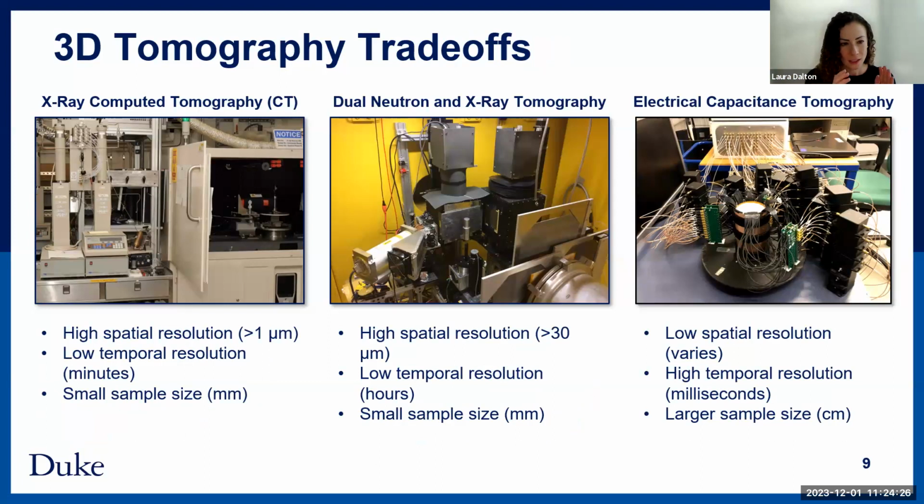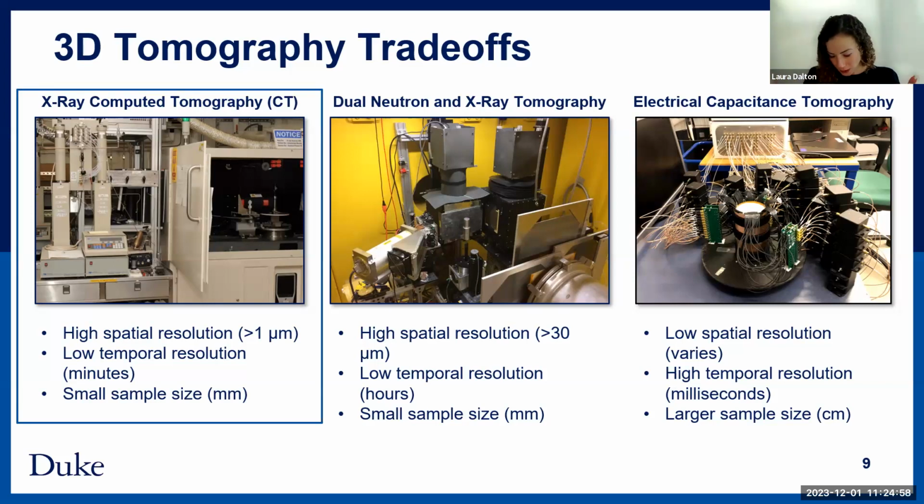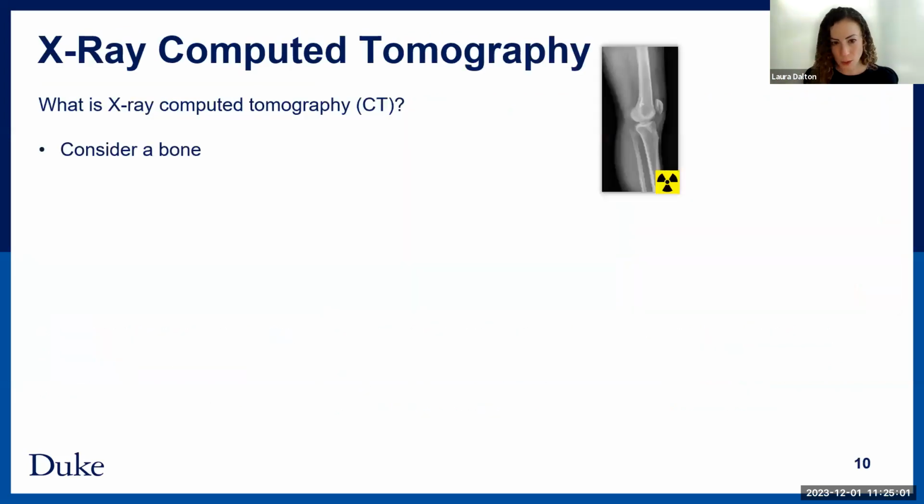Each one of these techniques provides slightly different information, and how it goes from 3D to 4D is just that you're scanning something in 3D over time, and that's that fourth dimension. But it depends on whether you need high spatial or temporal resolution. If you want to see something very, very fast, electrical tomography is very effective at that, whereas X-ray and neutron usually take much more time. However, there are new systems. But for most of this talk, we'll talk about X-ray computed tomography.